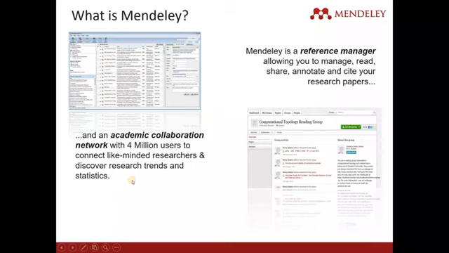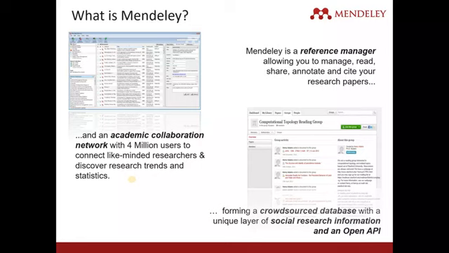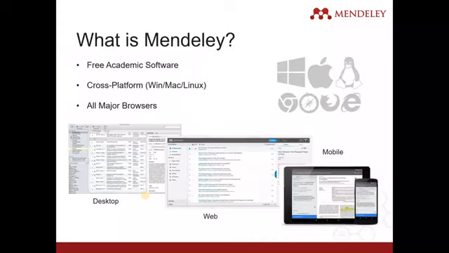It is also an academic collaboration network with over 4 million users to connect like-minded researchers and discover research trends and stats. Next, it forms a crowdsourced database with a unique layer of social research information and an open API, that is, application programming interface. Now, what is Mendeley? It is a free academic software. It is cross-platform. That means it can work on any platform or any OS like Linux, Mac, and Windows, and it can work with all major browsers.